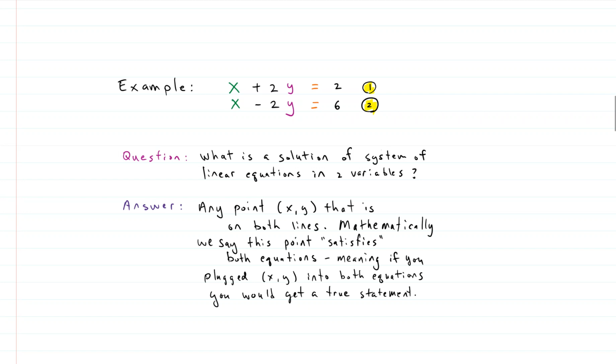So what does a solution look like for this system? Well, it's any point that satisfies both equations, meaning if you plug that x and y into both equations in the system, you'll get a true statement mathematically, like 2 equals 2 or 6 equals 6. But geometrically, what this means is that you have two lines and a solution is a place where they cross or the lines touch.